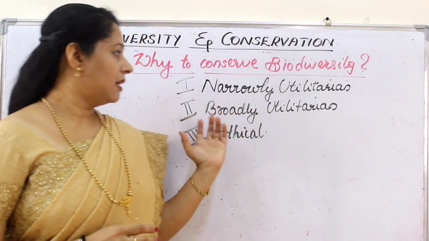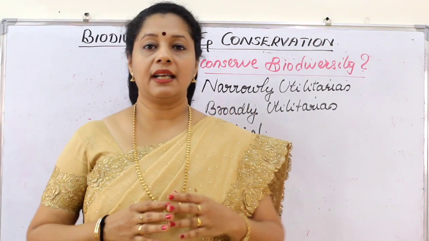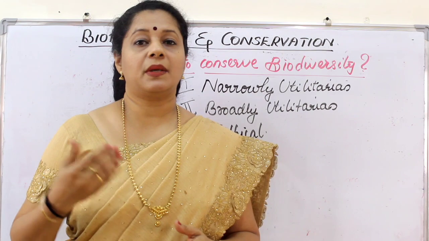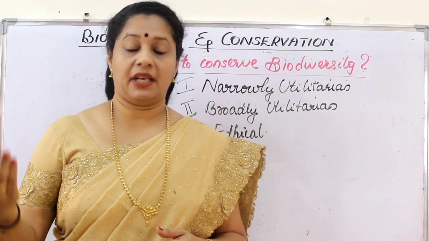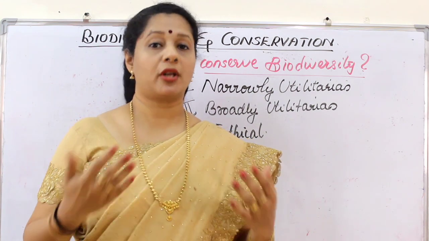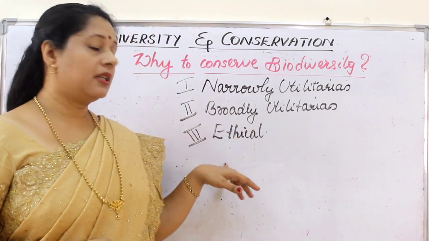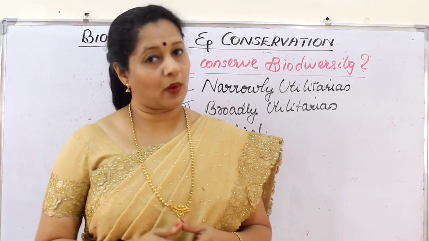The second is broadly utilitarian. We are thinking in a wider perspective. If you think about the social activist or the environmentalist, they are thinking in a broader perspective. And the third is ethical. Now let us see one by one.